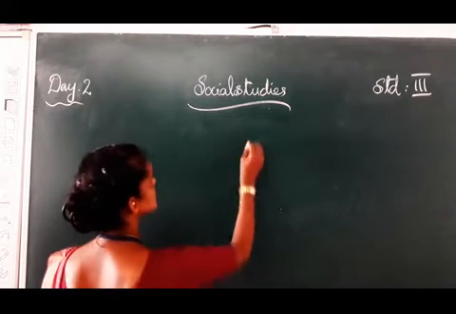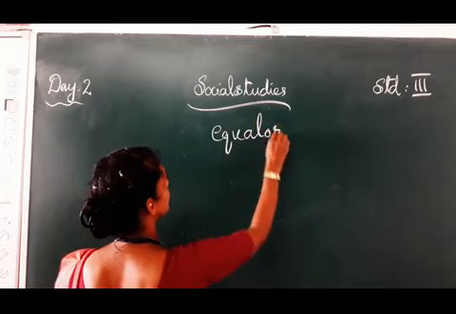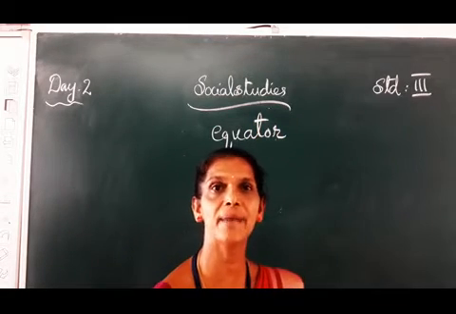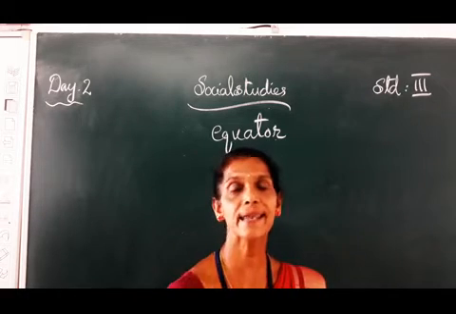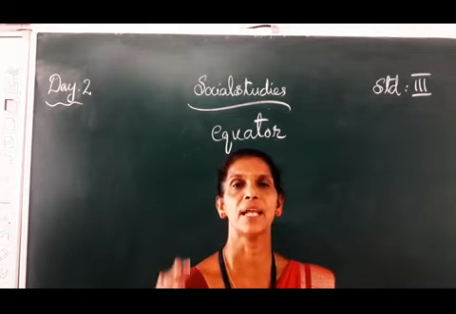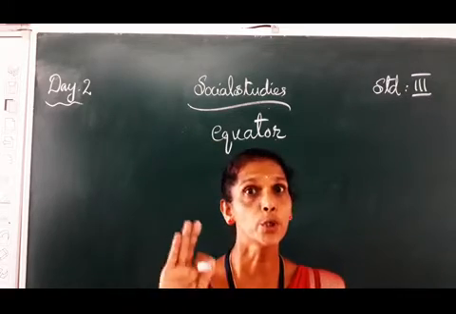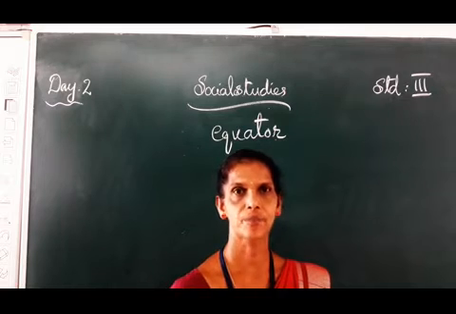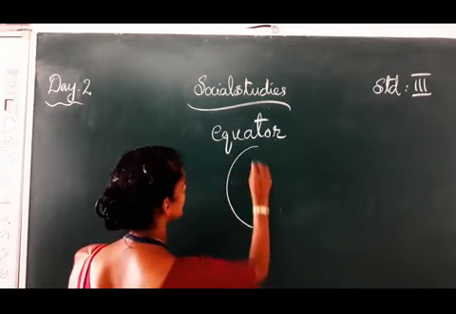Okay, see children, what is that line's name? Equator. E-Q-U-A-T-O-R, equator. What is that imaginary line? The center line passing through the globe, that is equator. Same thing, the equator divides the earth also into two parts. One portion is on one side, one is on the other side. See children, the earth is round in shape.